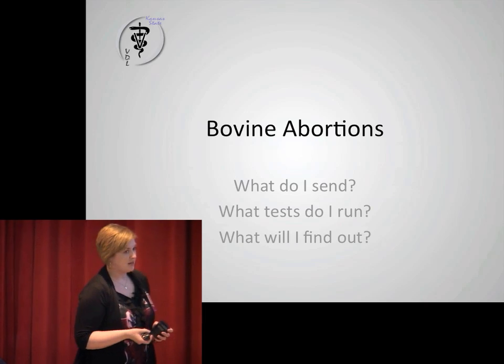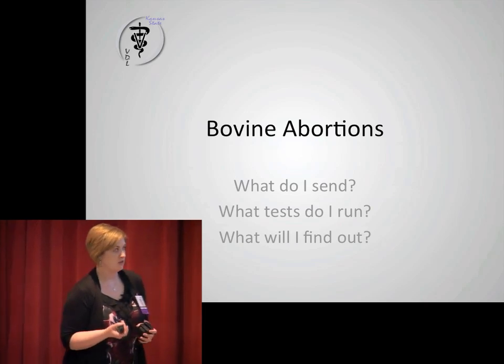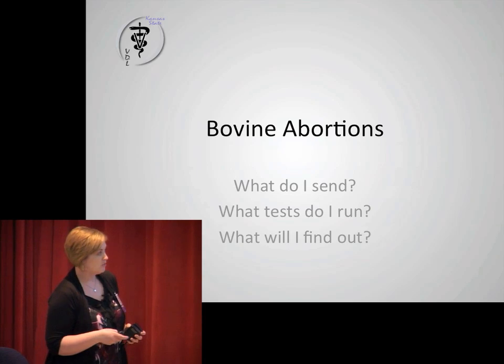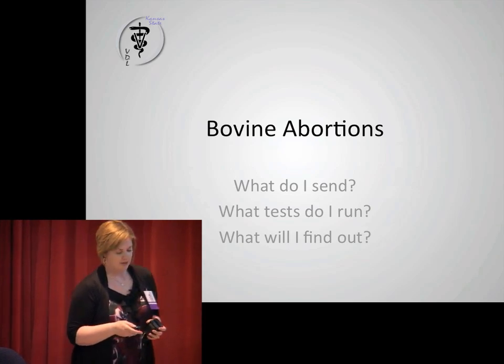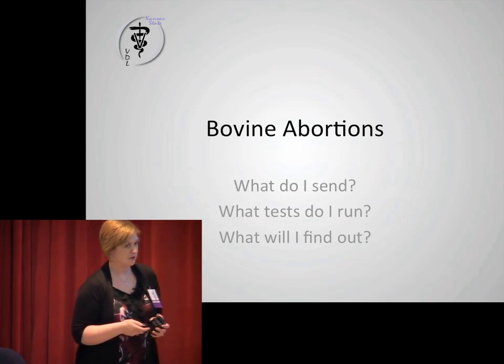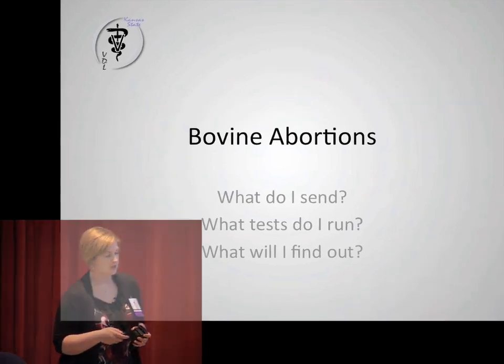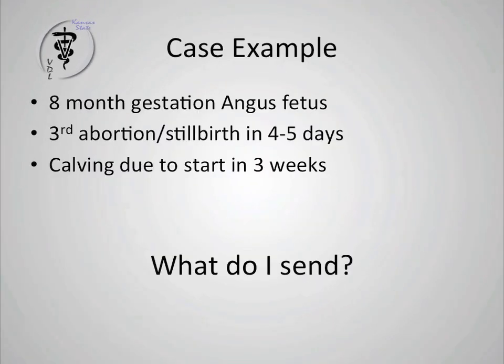So I guess the main questions that we see from practitioners are, what do I send, what tests do I run, and what am I going to find out? With bovine abortions, it really depends on how far you want to go, how soon, before it becomes a big problem for the producer. So I'm just going to start out by going through a case example, and as I go through that, talk about ideal sample sets and that type of thing.